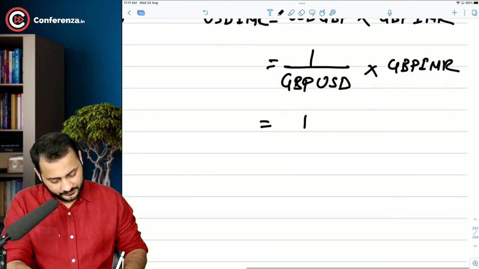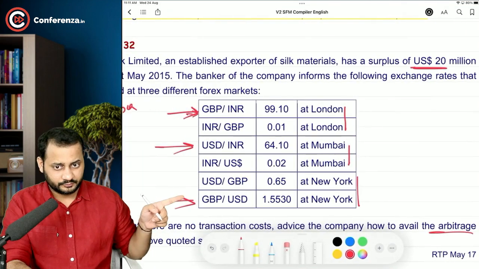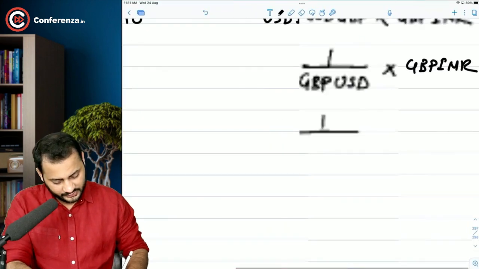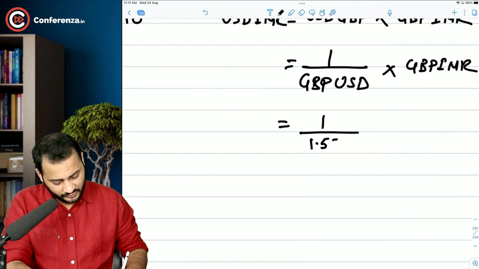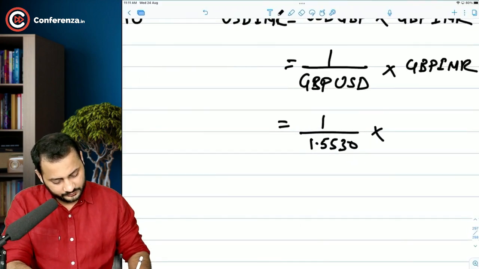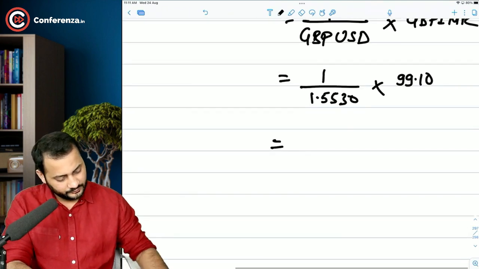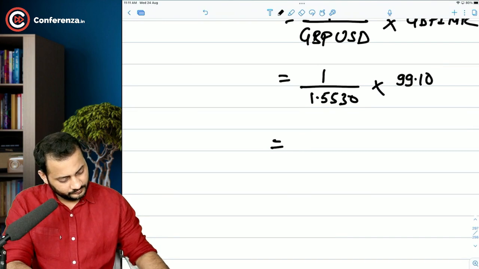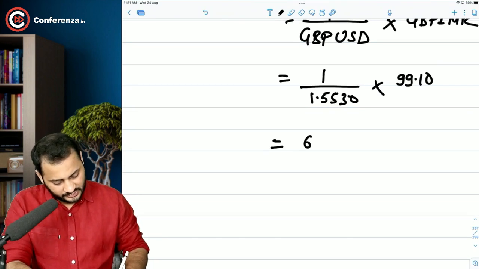Let's put the values. 1 divided by 1.5530 multiplied by 99.10. Let's try to solve it now. 63.8112.